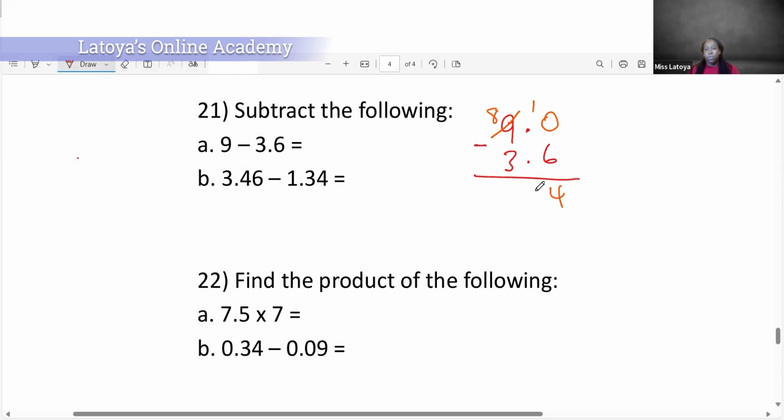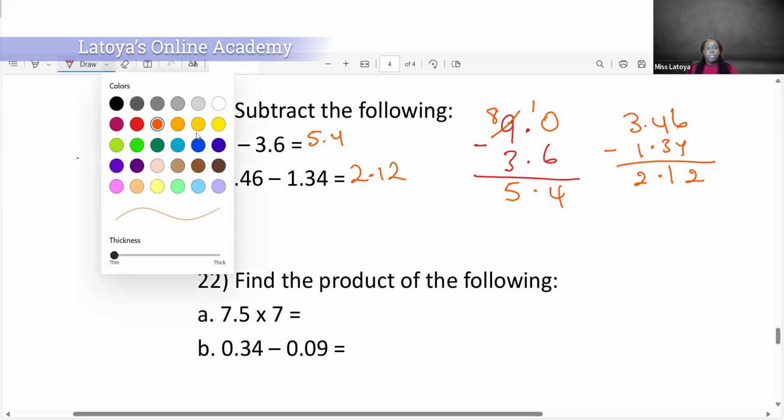10 take away 6 is 4. 8 take away 3 is 5. The answer is 5.4. The next one, you make sure your decimal points are lined up. 3.46, take away 1.34. 6 take away 4 is 2. 4 take away 3 is 1. You're getting 2.12.